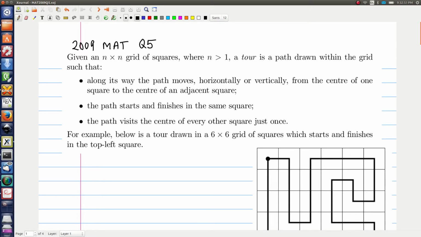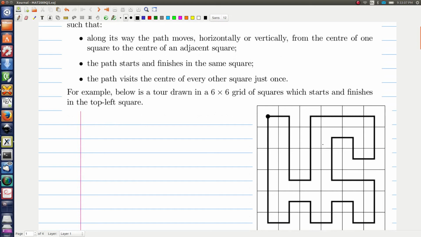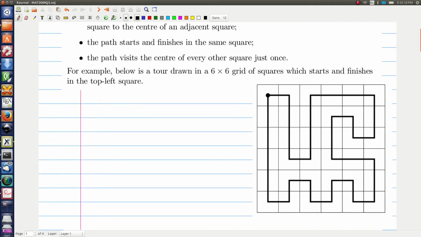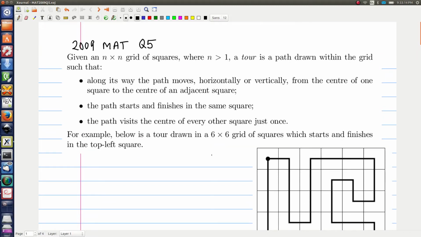Not really based in any way on A-level syllabus, but just on general logical and thinking basis. So the question has quite a big setup, including this diagram I showed here. It's basically that we've got an n by n grid of squares. So as you see here, we've got a 6 by 6 grid of squares there on the bottom right. And n is going to be any number bigger than 1, and a tour is a path drawn within the grid so that, well, you can read this part yourself, but I'll just continue reading.